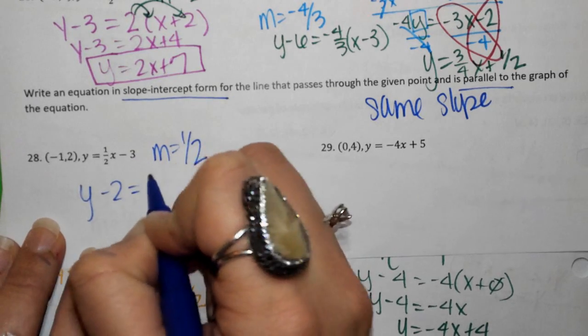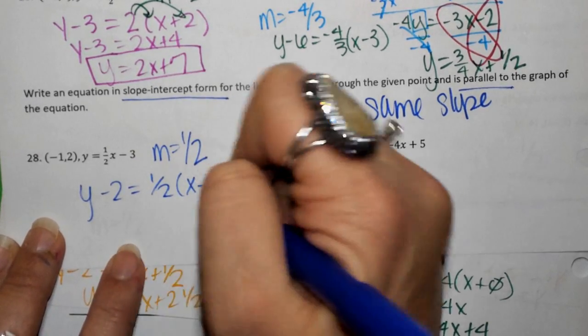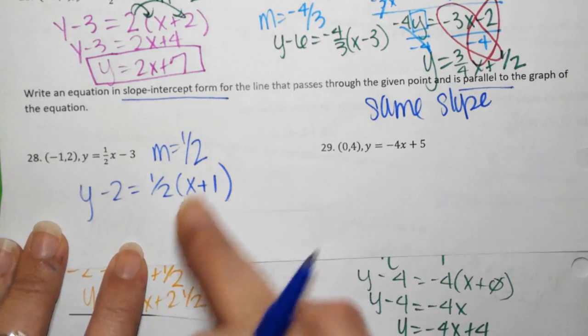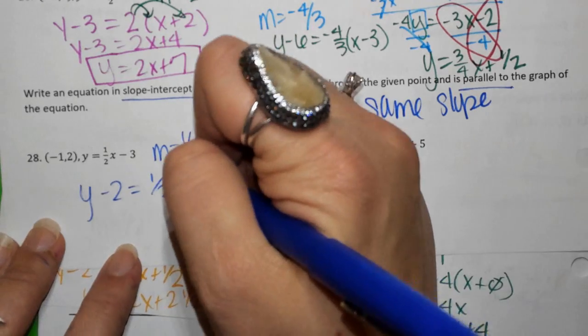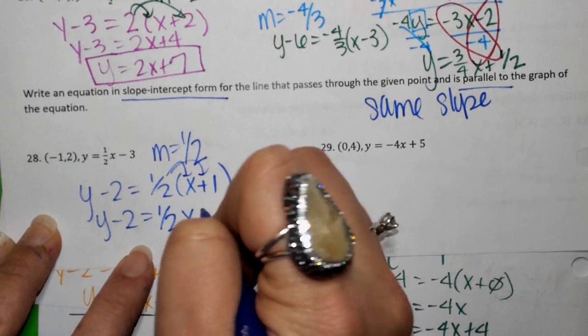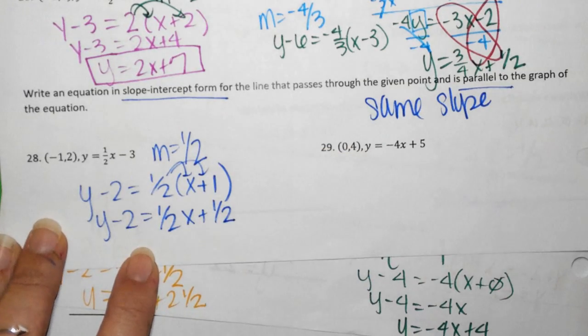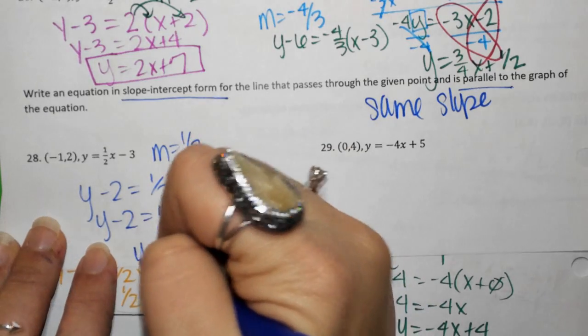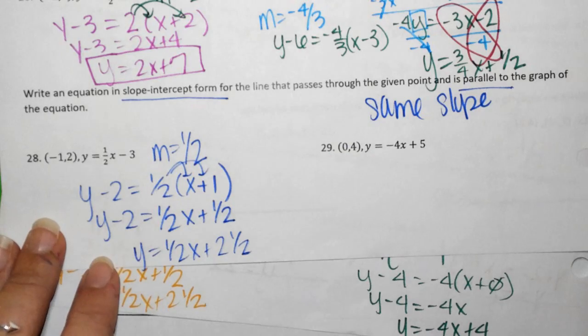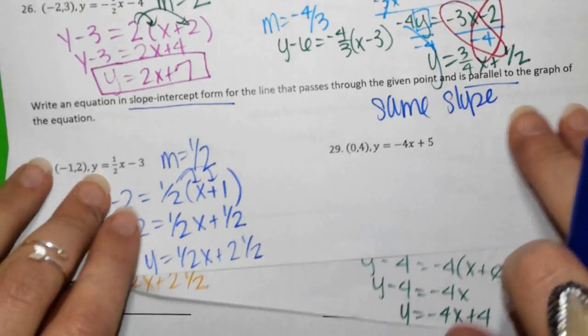Alright, so then, just put it in point slope form. Y minus 2 equals 1/2 times x plus 1. And then distribute. Because remember, we have to put it in slope-intercept form. So from here, you would distribute this 1/2, and you would get y minus 2 equals 1/2 x plus 1/2. And then you'd add 2, and that would give you y equals 1/2 x plus 2 and 1/2. Don't be afraid of fractions. They're your friend.